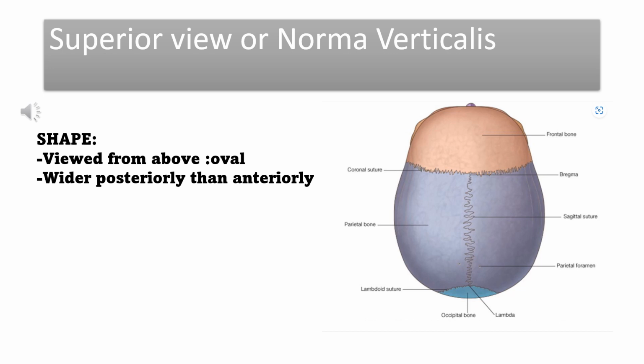So when we see skull from the superior side or superior view, the shape looks like an oval shape, and the posterior side is wider than the anterior side, as you can see in this given diagram.